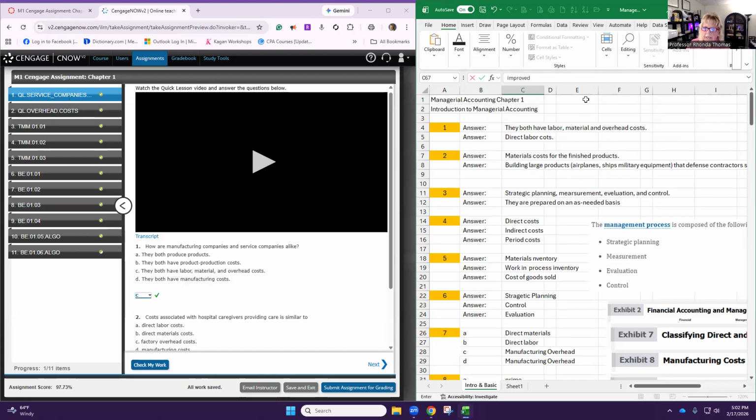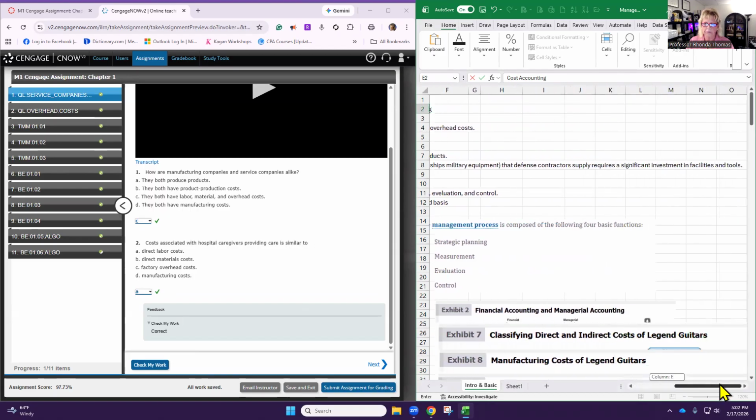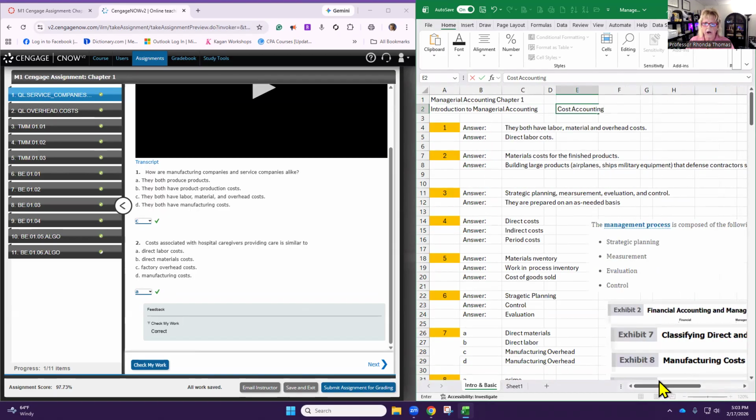So Managerial's nickname used to be cost accounting, and it still is, but we called it cost accounting a lot of the time. So we're going to focus on a lot of information about costs, because that's how you can improve your revenue, by reducing your costs. Okay, that's one strategy. How are manufacturing companies and service companies alike? They both have labor, material, and overhead costs. And those are your product costs.